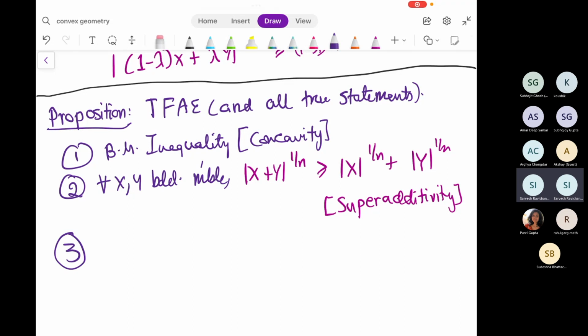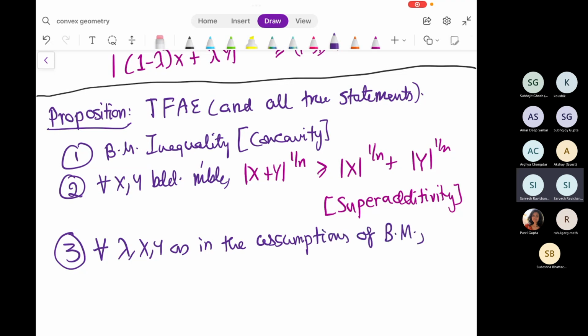Quasi-concavity will tell you the following. It will tell you that for all lambda, x, y, as in the assumptions of the Brunn-Minkowski inequality, you have an apparently weaker statement which turns out to be equivalent. What is that apparently weaker statement? It's the following: the Lebesgue measure of (1 minus lambda) x plus lambda y, whole to the 1 by n. Well, we know it's greater than or equal to the convex combination. That's what concavity says.